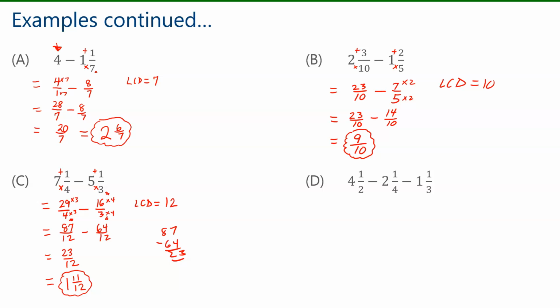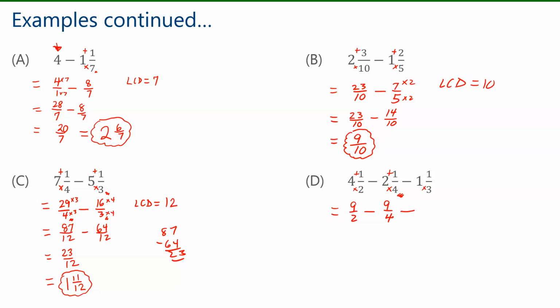In D, 3 mixed numbers. Process, though, will be the same. We're going to change these 3 mixed numbers, first of all, to improper fractions. Here we go. 2 times 4 is 8. Add 1 is 9. 9 over 2. Subtract. 4 times 2 is 8. Add 1. That's a 9 again. This time, though, my denominator is 4, so it's over 4.